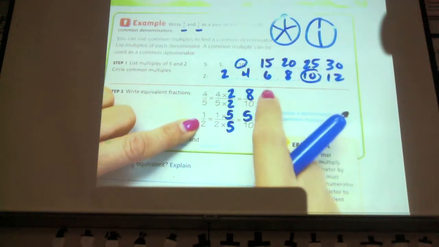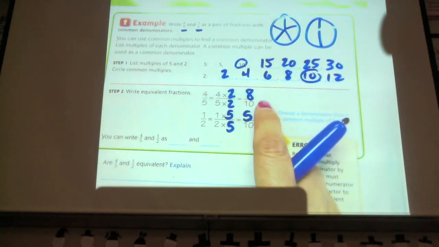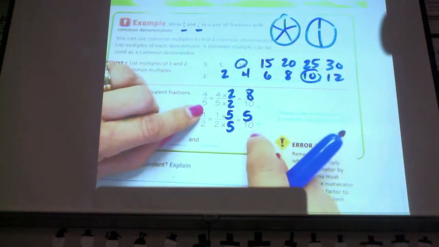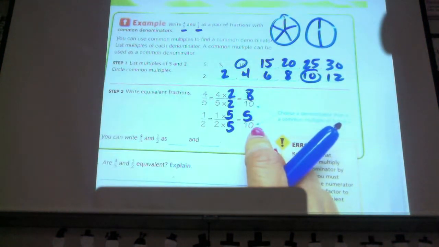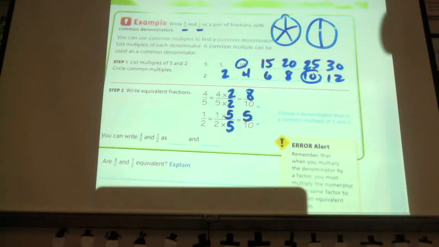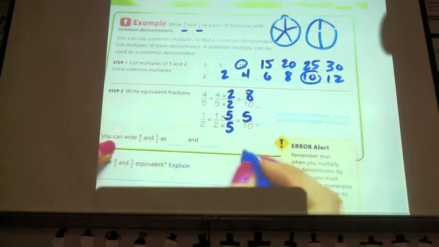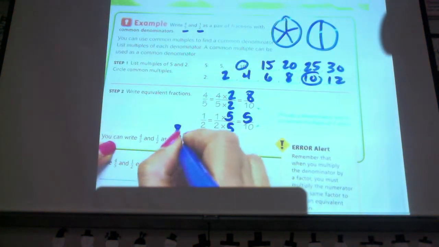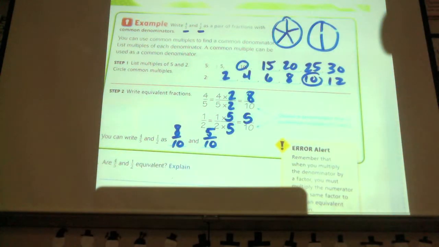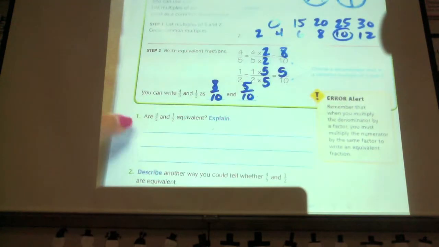So now I'm looking at these two fractions. I can see that this one equals 8/10 and this one equals 5/10. I can actually compare them now because they're the same size pieces, right? Same size pieces of pizza. So you can write 4/5 and 1/2 as 8/10 and 5/10. Now they have a common denominator. Are 4/5 and 1/2 equivalent? I want you to think about that for a second.